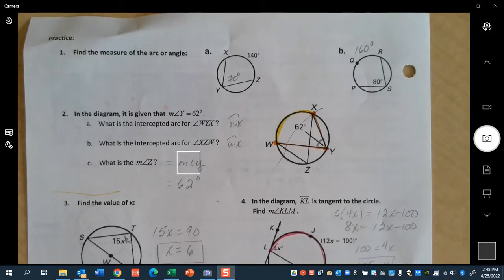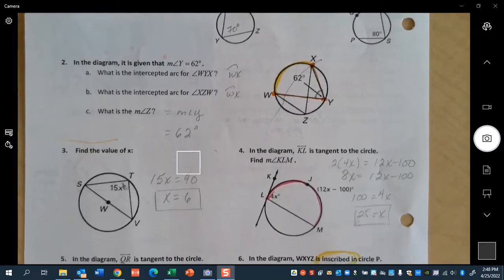So when we look at this first one, we have 140 degrees. Half of that is 70. We have 80 degrees. Double that is 160. The arc around the circle is twice the angle. The angle is half of the arc. Got it? All right. So let's take a look at this one here.